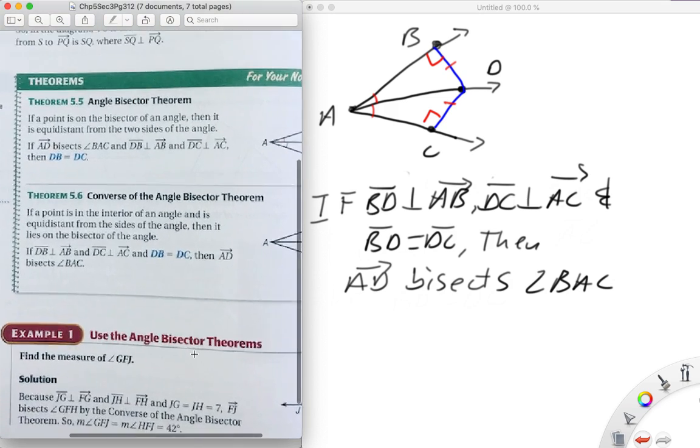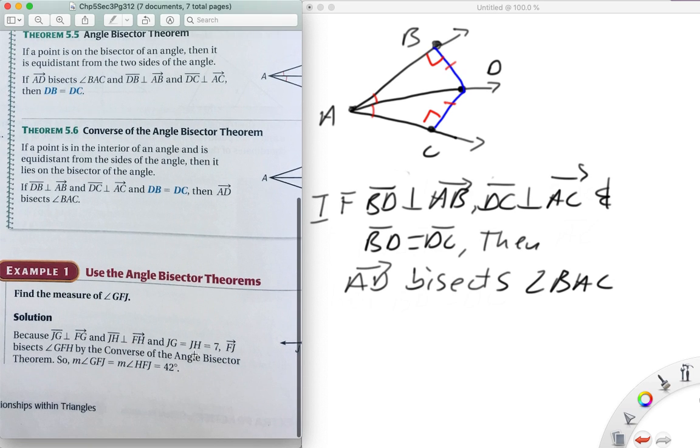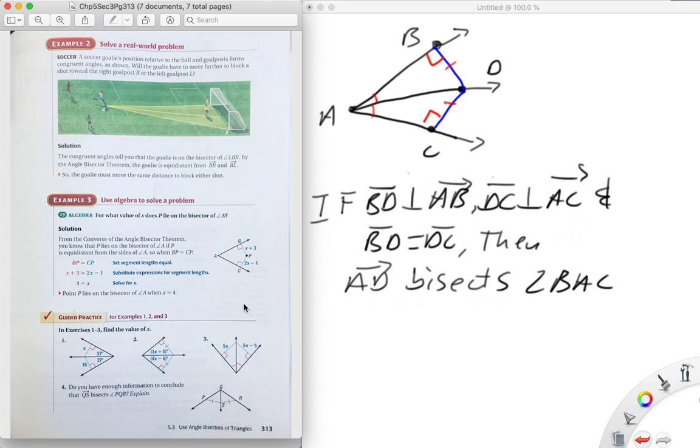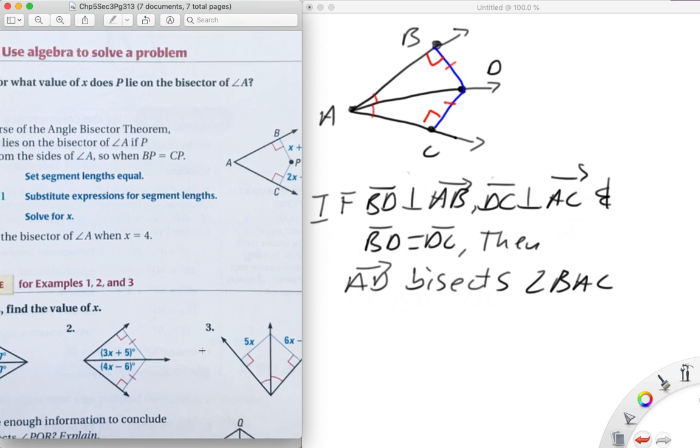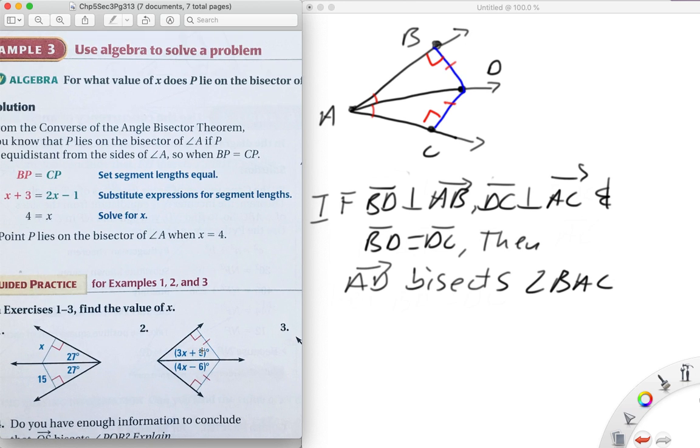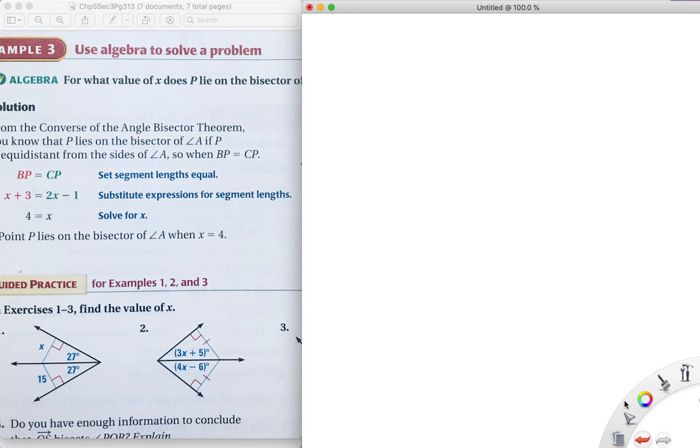Okay, with that you can do various algebraic stuff. For example, here we have, this is 27, this is 27. That tells me that they're both congruent angles. That means that this guy is being bisected, and this is perpendicular, and that's perpendicular, so I know that these two guys are the same. So I can say that x is the same here based off of the angle bisector theorem, and this is 15.